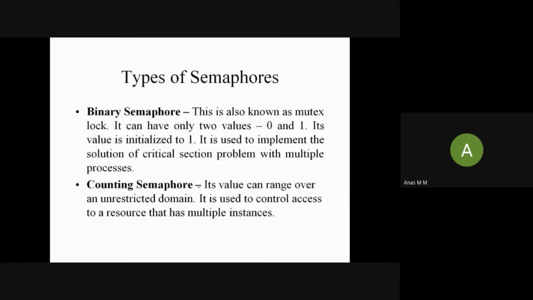So these are the classifications of semaphore. We have binary semaphore, then counting semaphore. Binary semaphore is also known as mutex lock. It can have only two values, 0 and 1, and this value is initialized to 1. It is used to implement the solution of the critical section problem with multiple processes.